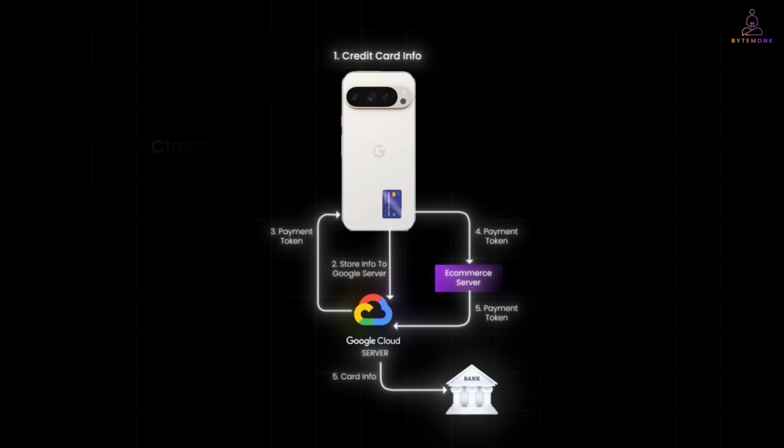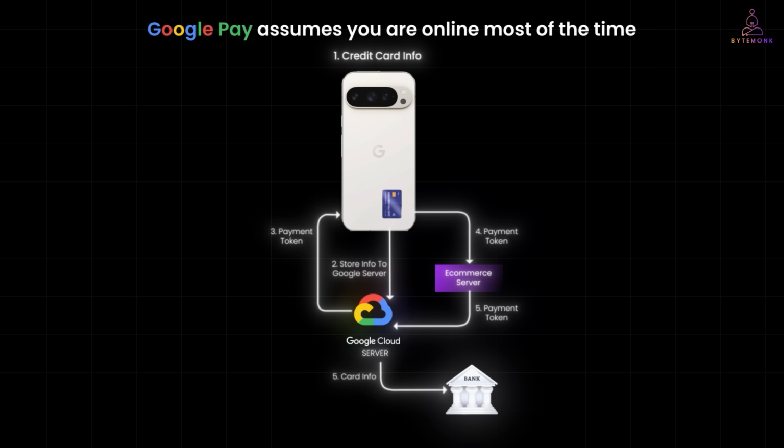And because Google Pay uses a cloud tokenization model, Google stores your real card info securely in the cloud. At the time of payment, Google dynamically generates payment tokens and manages bank communications server-side, behind the scenes, not from the device. That means your device stays lightweight. It just asks Google's server for a fresh token when needed. Because Google Pay assumes you are online most of the time, it's more optimized for cloud-connected experiences.